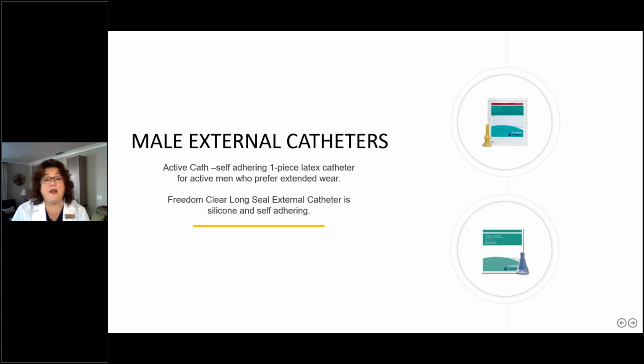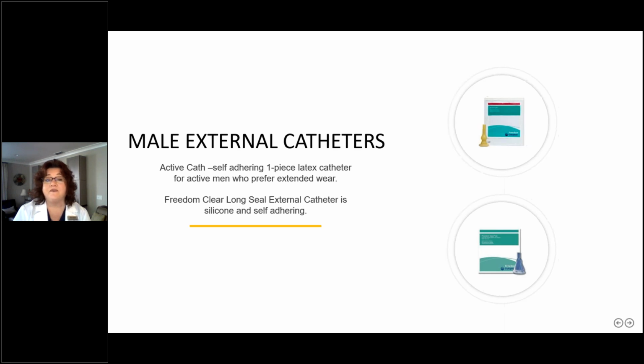But Active Cath, you can see on the top, the Active Cath, it's self-adhering. It's a one-piece latex catheter for active men who prefer extended wear. And then the Freedom Clear Long Seal external catheter you see on the bottom, that's silicone. It's also self-adhering. And these are pretty easy to put on. They kind of roll down across the shaft of the penis.